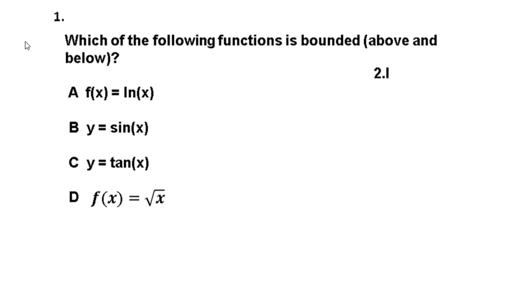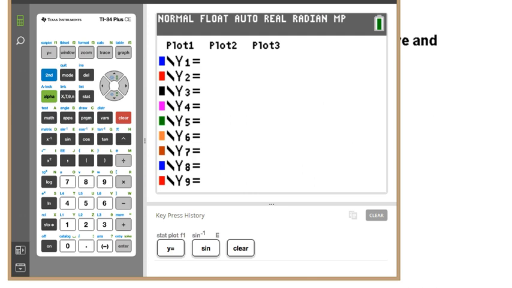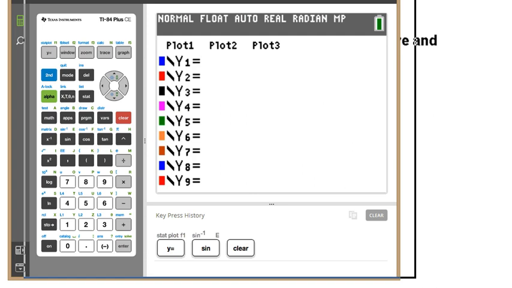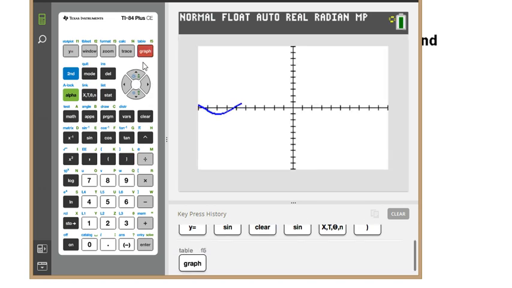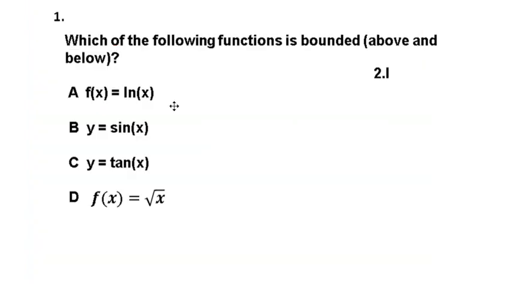21 problems total. Which of the following functions is bounded above and below? Well, you can try all of these functions. I'm going to go to my TI-84 CE graphing calculator and put choice B here, which is sine x. So we go to sine x, and we see when we graph it that it is a function that is bounded above and below. So for this one, our correct answer is B.